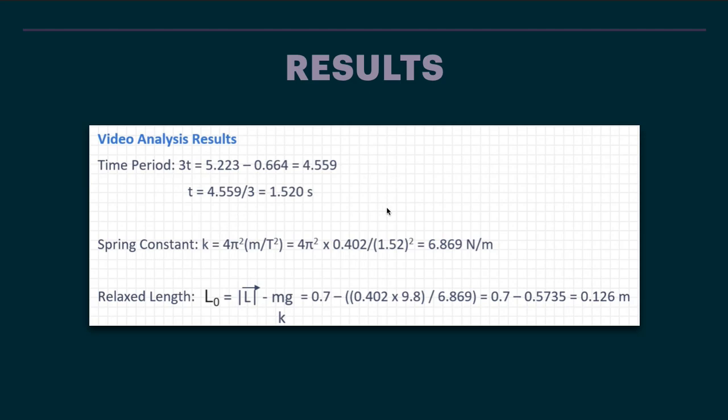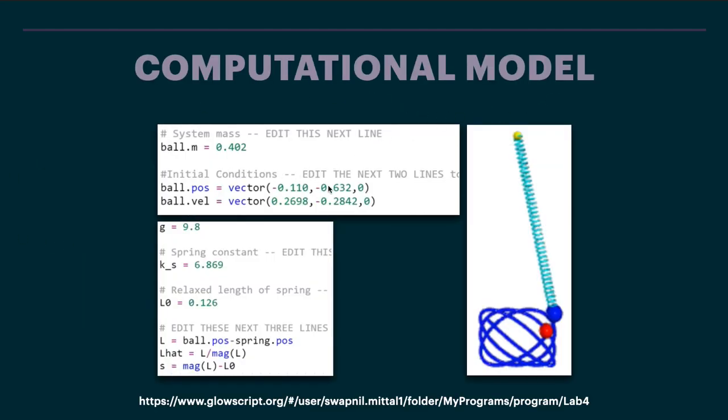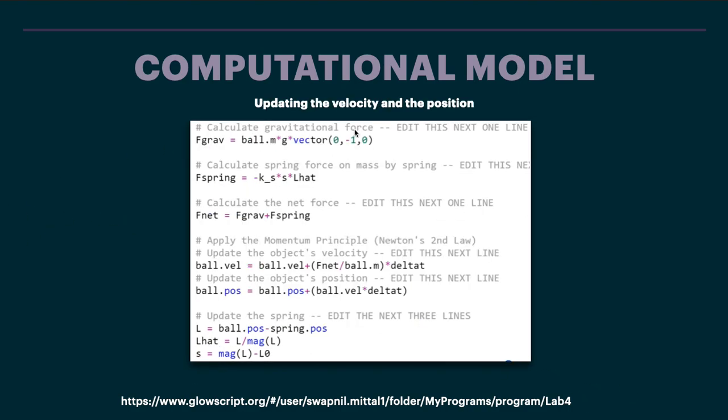The time period is 1.52 seconds. The spring constant has been calculated by the formula given above, which is 6.86 newtons per meter. And the relaxed length is 0.126 meters. Here's the computational model with the code where I put in my observations for spring constant and relaxed length. This is my GlowScript code if you guys want to check it out.